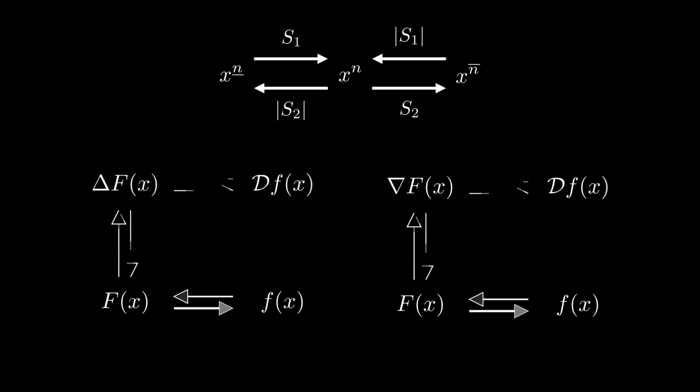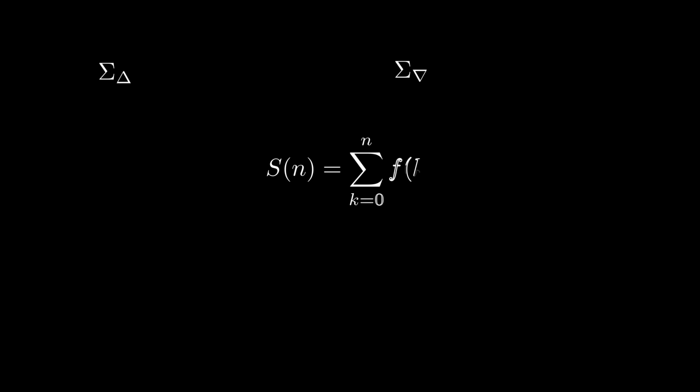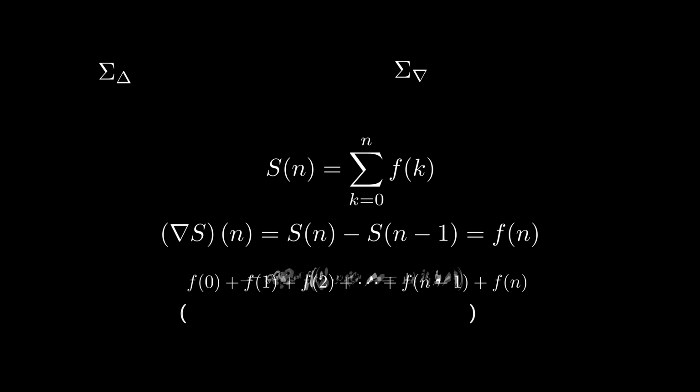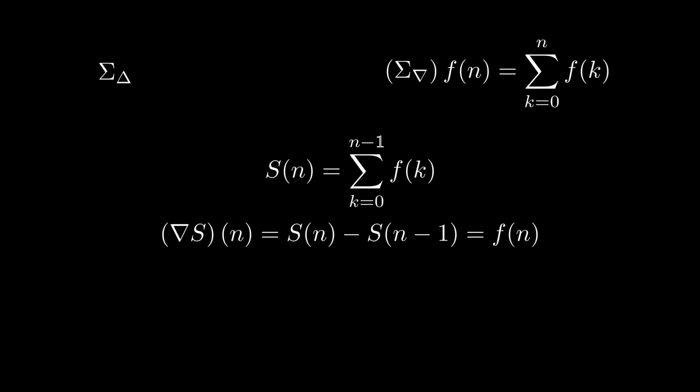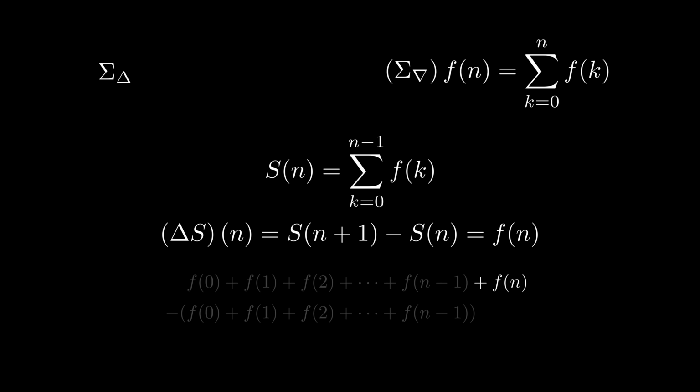This gives us two slightly different transition diagrams, depending on whether we are using a forward difference or a backward difference. This also means that the inverse of each of these differences, these sums here, are slightly different. If we let s of n be our sum here, notice that the backward difference gives us the term being summed. If we change this upper limit from n to n minus 1, then the forward difference gives us the term being summed. That's the main difference between these two summations.